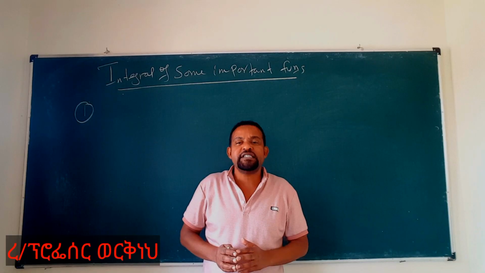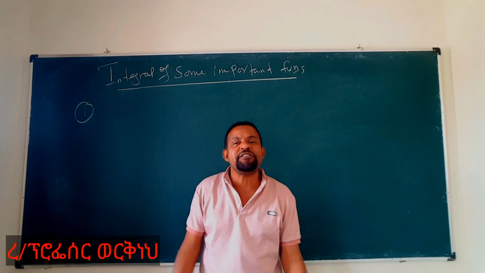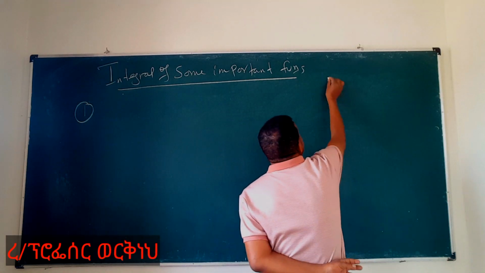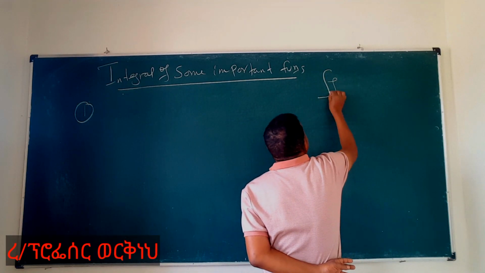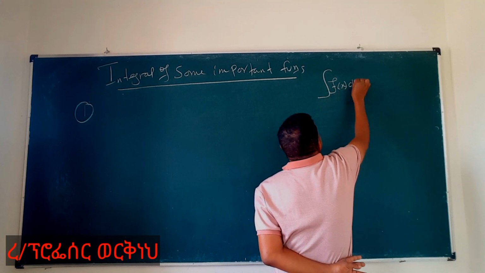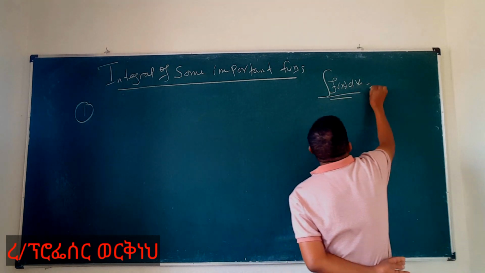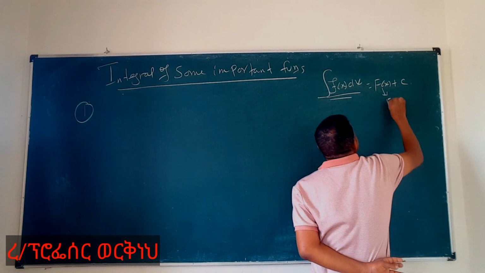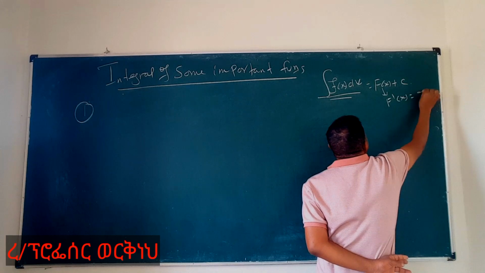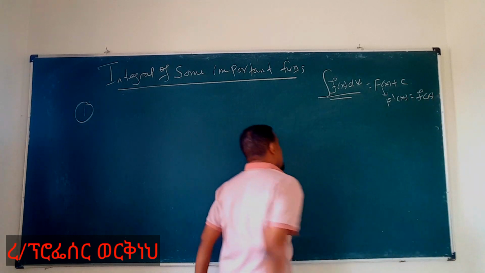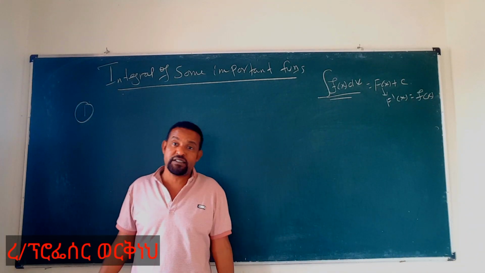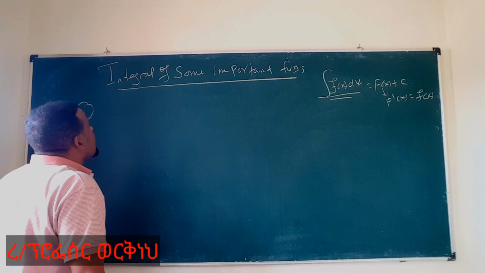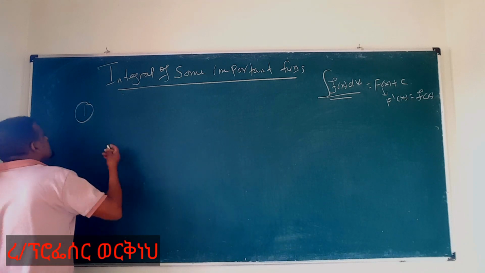Recall this. The set of all antiderivatives of the given function small f of x is the indefinite integral. This you should never forget. The indefinite integral of small f of x dx is capital F of x plus c, provided that the derivative of this capital F of x is small f of x. The derivative of capital F of x is what? Small f of x. Now, let's find the integral of some important functions. The first one is the constant function.